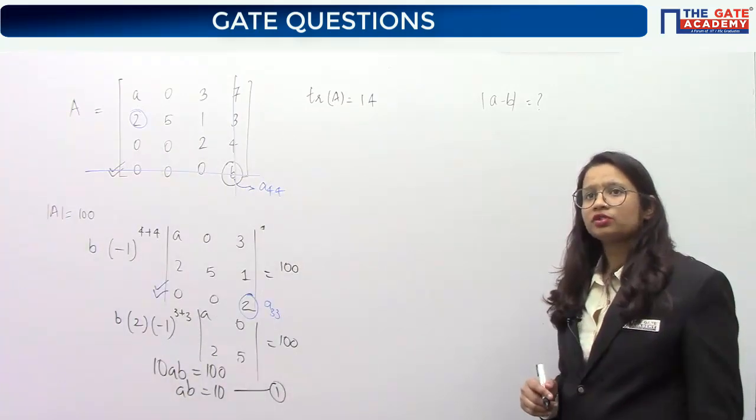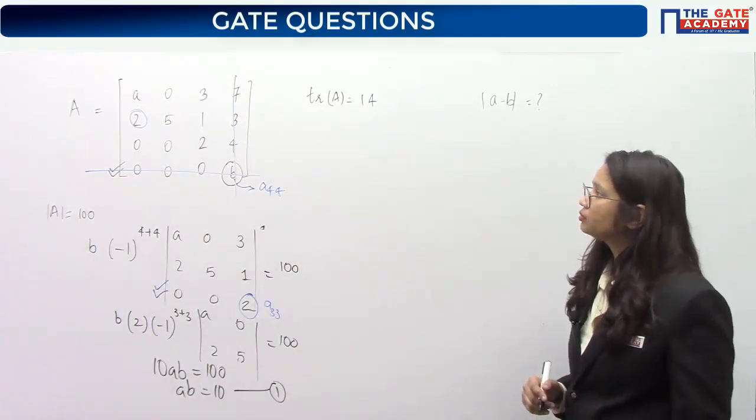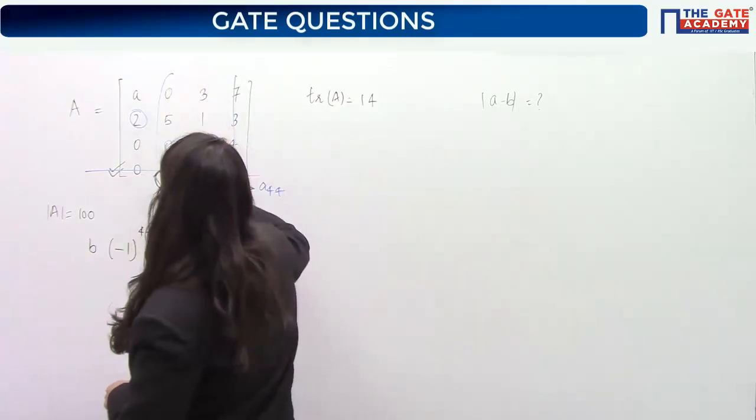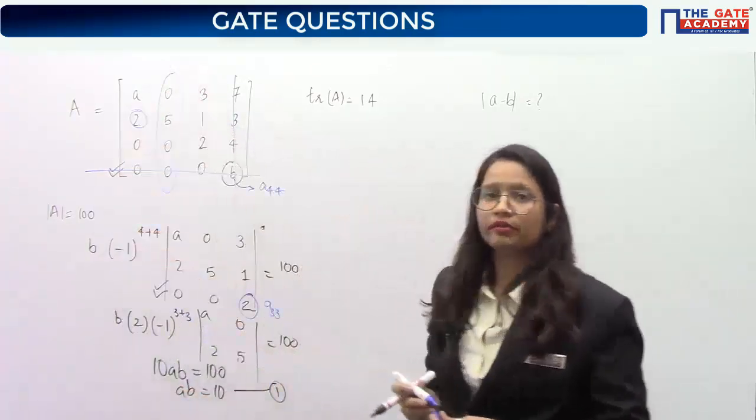We can take 5 also. What 5? Yes, yeah. Or we can take this column also and then expand. It's the same way. Okay, understood.